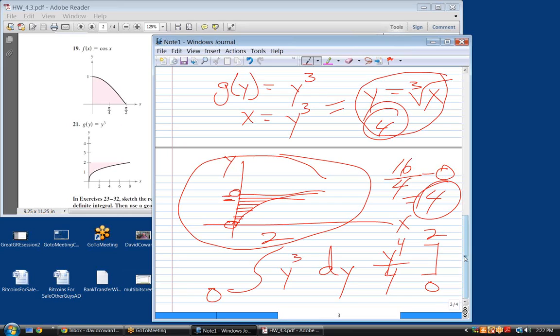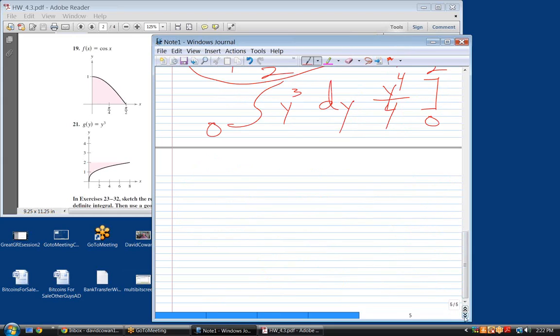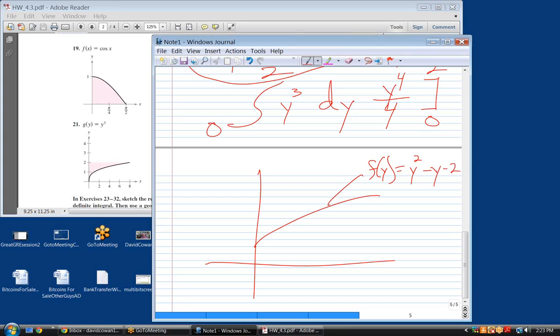If I had a function like this, and this function was f of y equals y squared minus y minus 2, I can't solve that for x. In other words, even if I say x equals y squared minus y minus 2, I can't solve that for y. So I don't even have a choice when I'm given my function like that. I can only integrate on the y-axis.